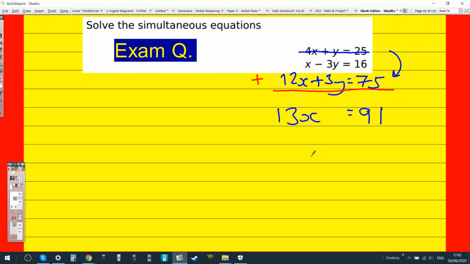Okay, so if you need to figure out what 1x is, you can make 13x into just 1x. So then you can divide 91 by 13. Any idea what that is? You can use a calculator to help you. Okay. That is 7.